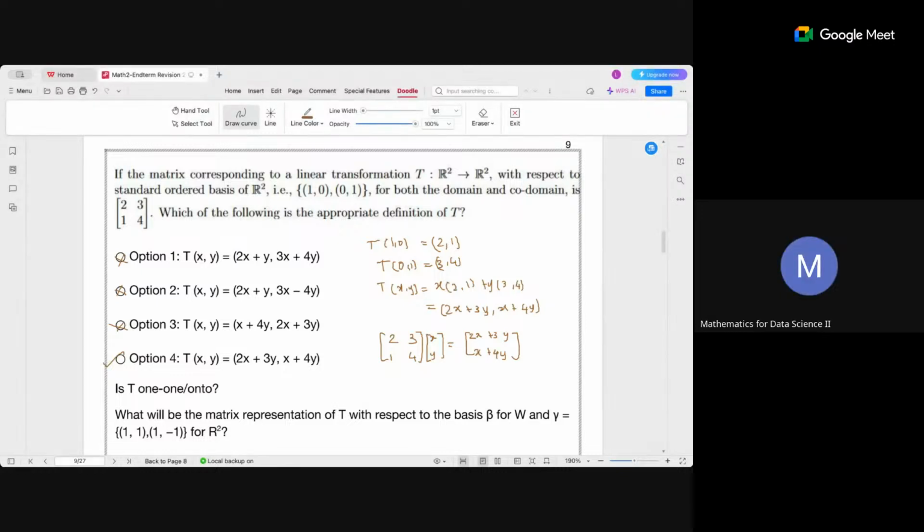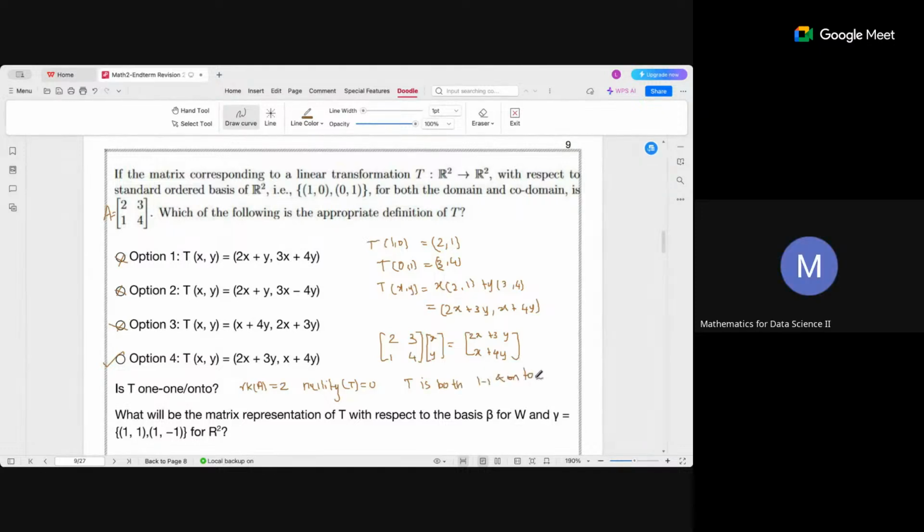So is this T one-to-one or onto? What is the rank of this matrix? Let's call this A. What is the rank of A? You see two linearly independent columns. What does this mean? Rank is 2. And what is the nullity? 0. Nullity is 0.